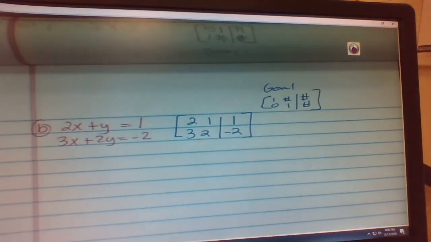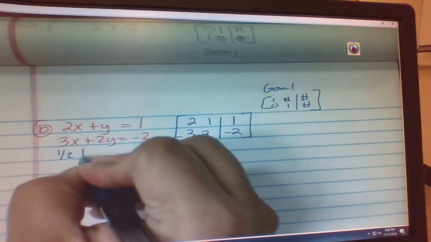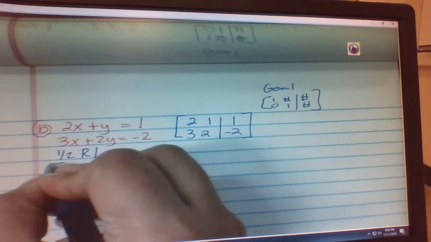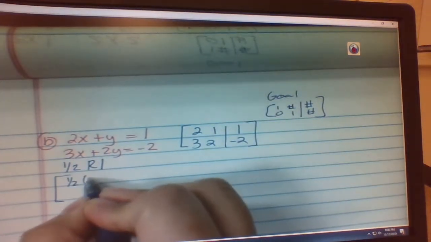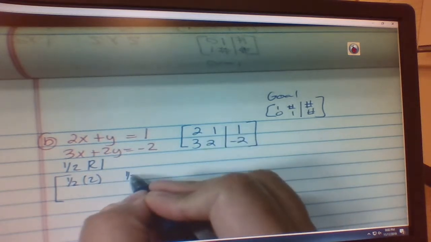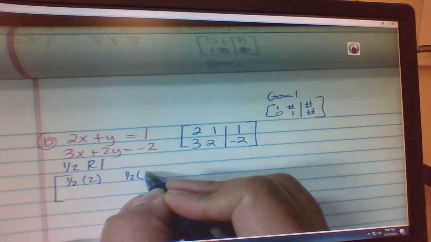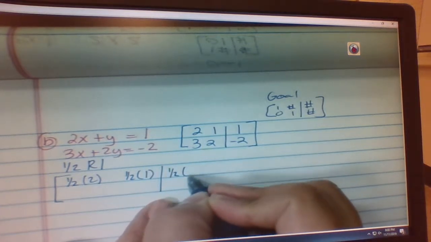So when you're making the 1, you multiply the row you're trying to make a 1. So 1/2 times row 1. So 1/2 times 2. Then we jump over. 1/2 times who? 1. We draw the line and it's 1/2 times 1 again.